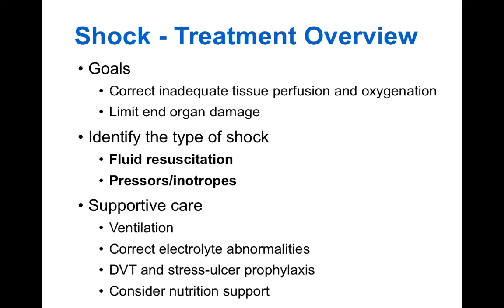Also, for all these patients, you want to provide good supportive care. So if they require help with oxygenation, you may need mechanical ventilation, and just in general, you keep their electrolytes at a normal range, give them prophylaxis for DVT and stress ulcers if indicated, and you may consider support with nutrition such as tube feedings or TPN.